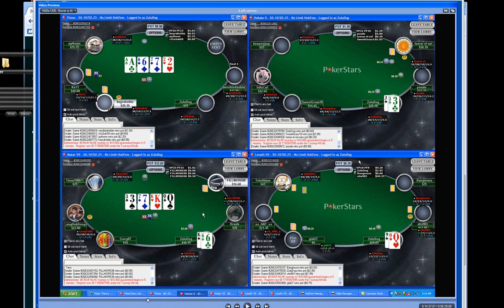So pretty much every better king in the deck, especially Broadway kings like King 10, King Jack, King Queen, Ace King. I think that's it. I mean, you can have 7, 8, pretty much any pair, right? He's gonna check call this flop with any pair.